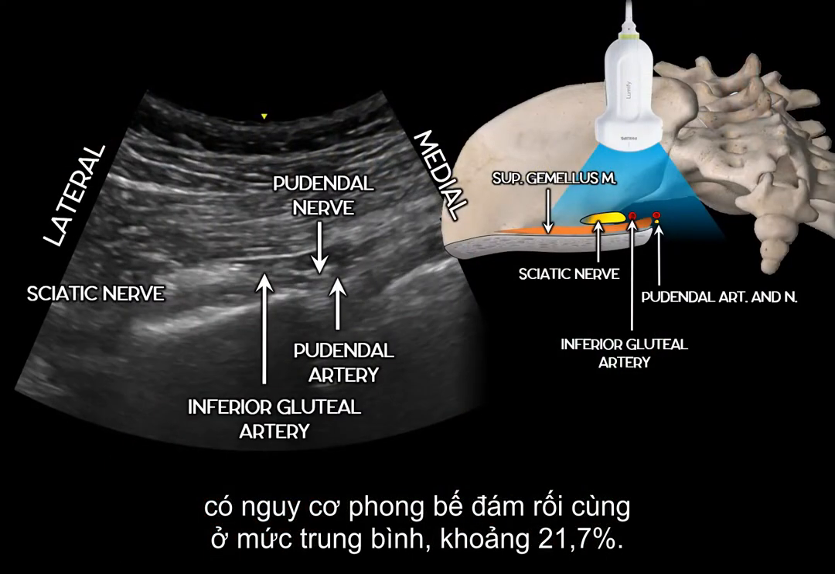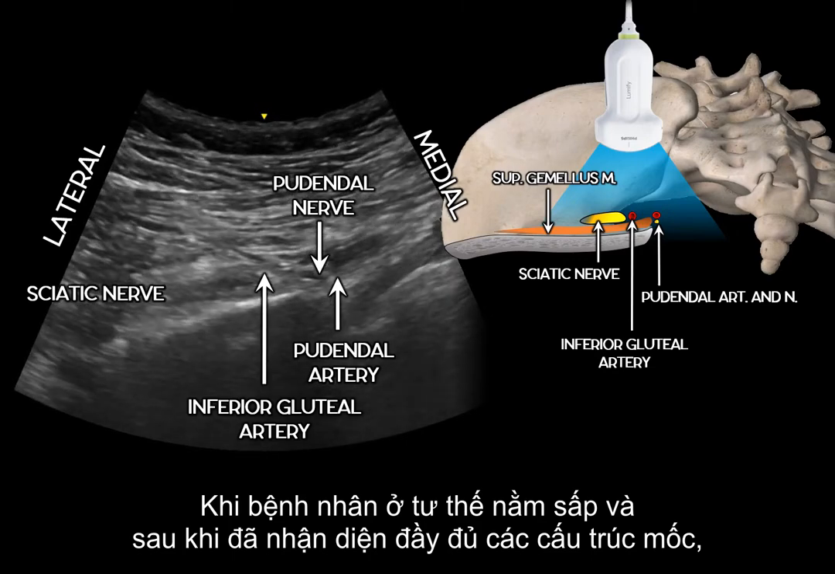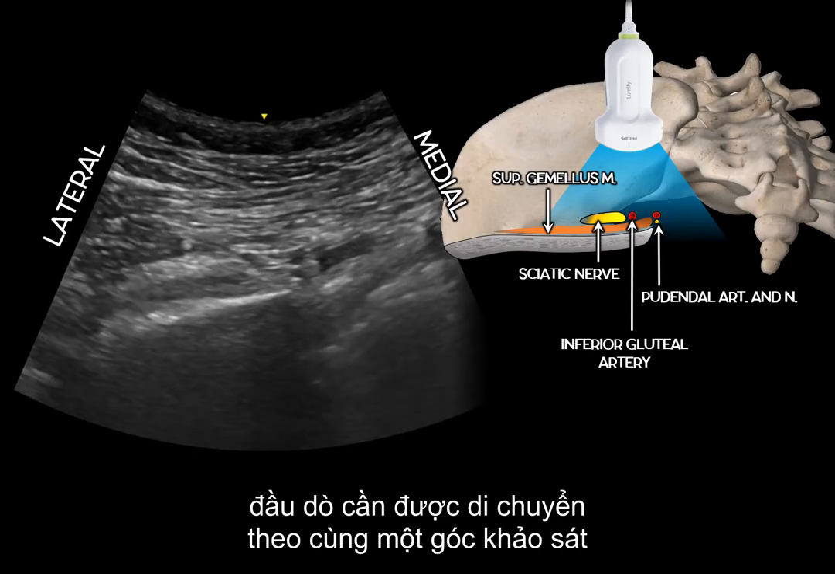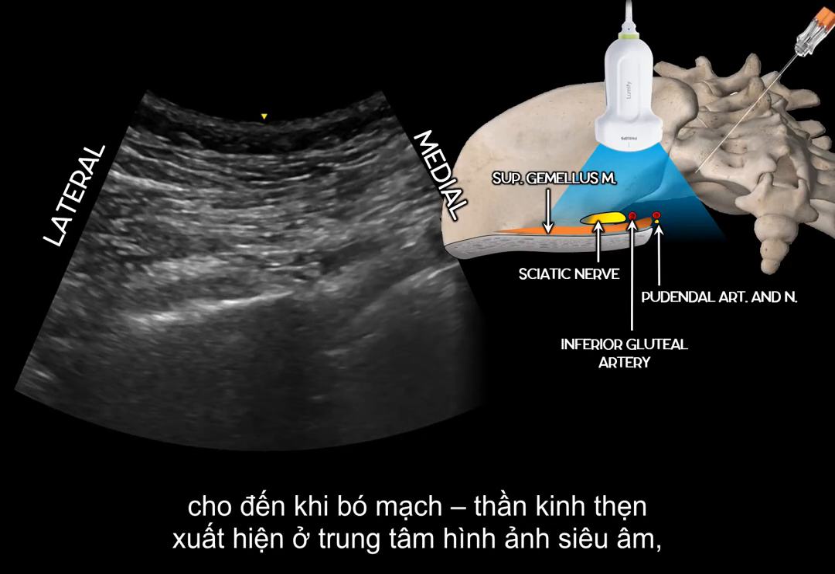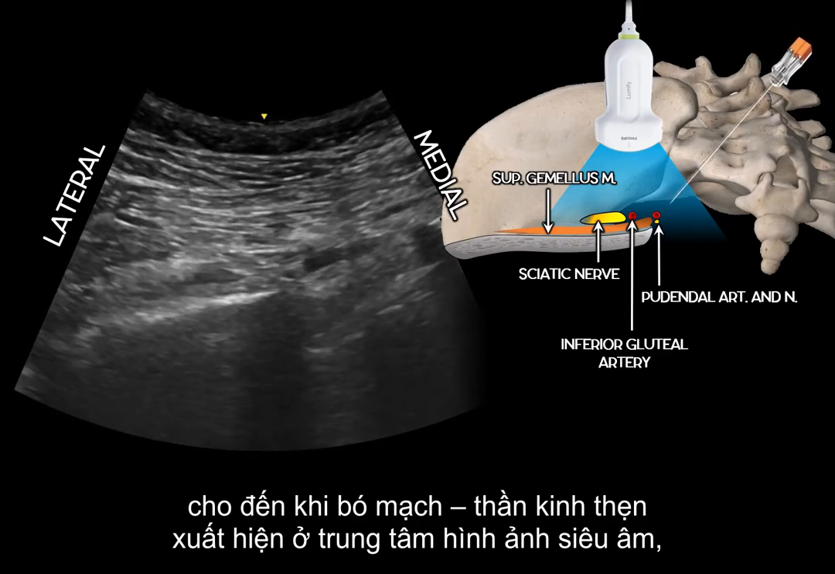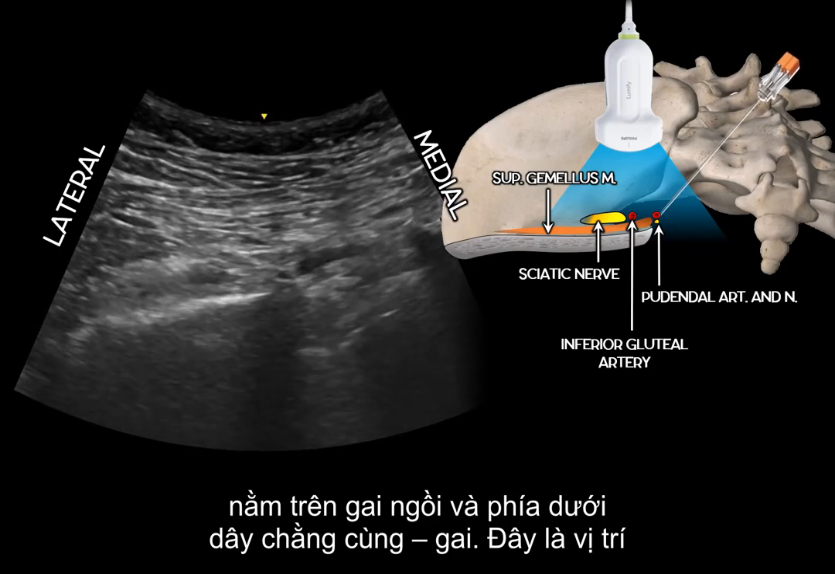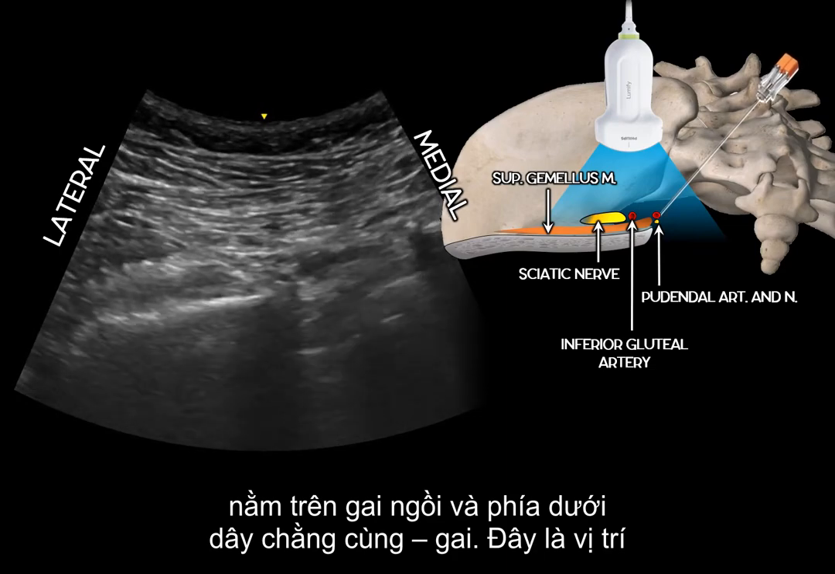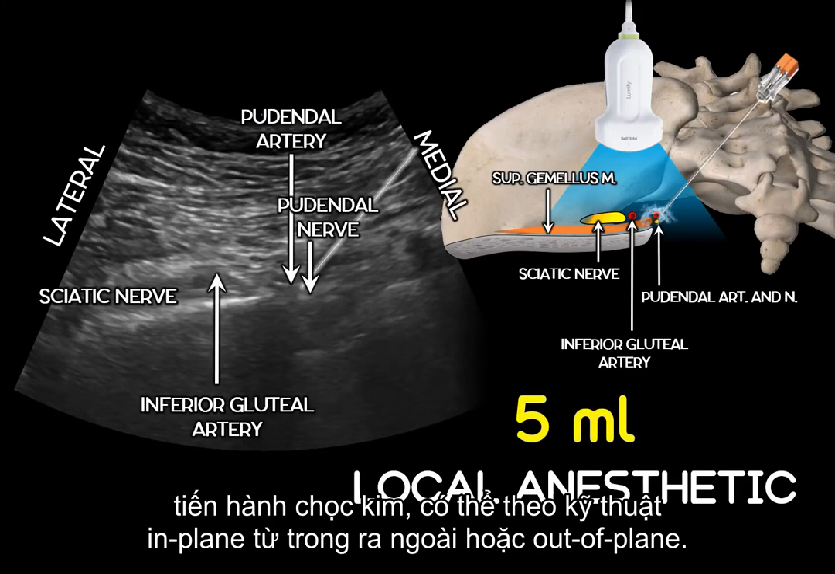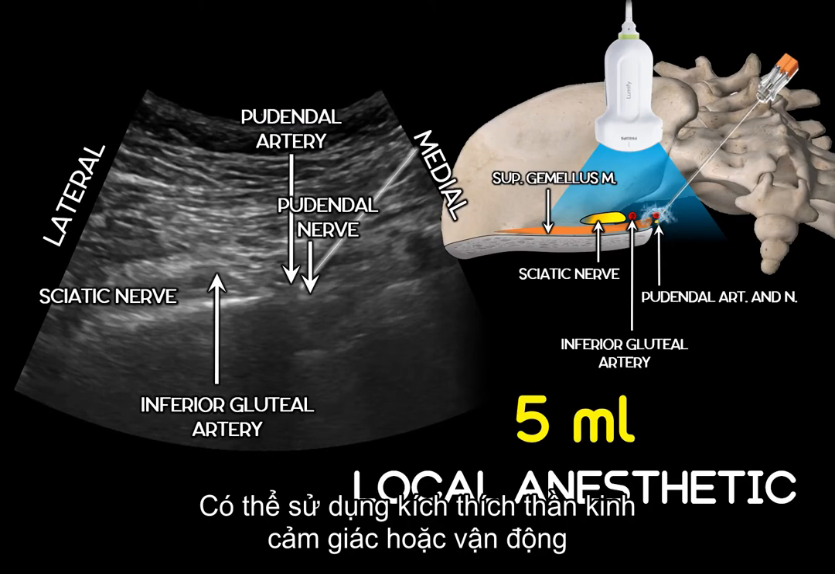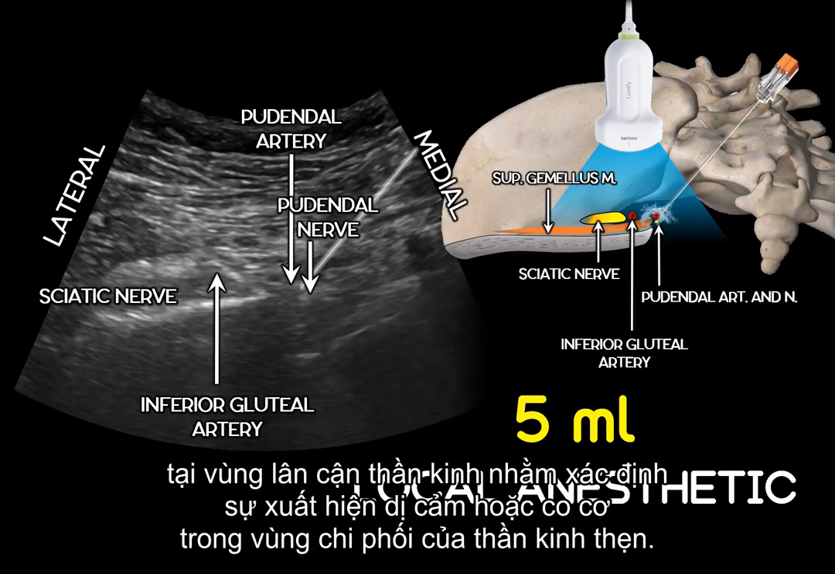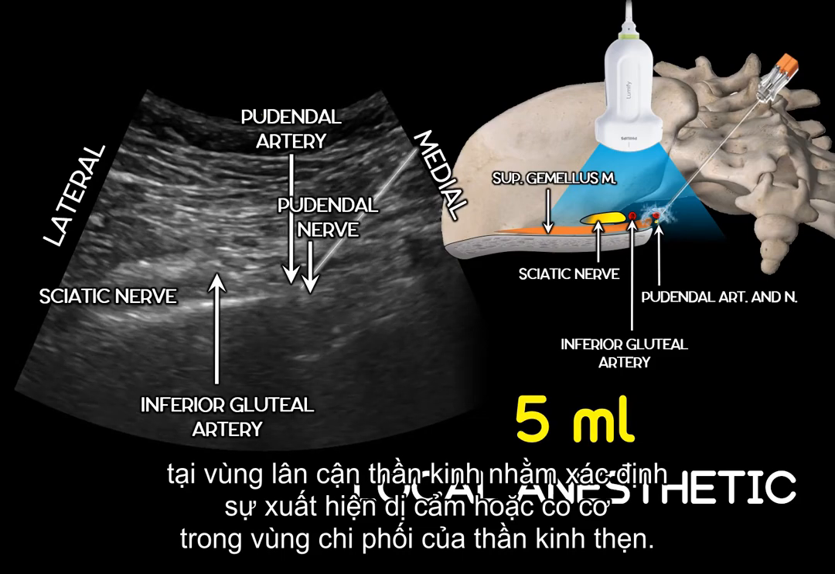With the patient in a prone position, and once all the key structures have been recognized, the transducer should be moved at the same angle until the pudendal neurovascular bundle appears in the center of the ultrasound image, over the sciatic spine and under the sacrospinous ligament. This is where the puncture will be made either in plane from medial to lateral or out of plane. Sensory or motor neurostimulation may be used in the proximity of the nerve in order to determine the presence of paresthesia or motor contraction in the territory of the pudendal nerve.